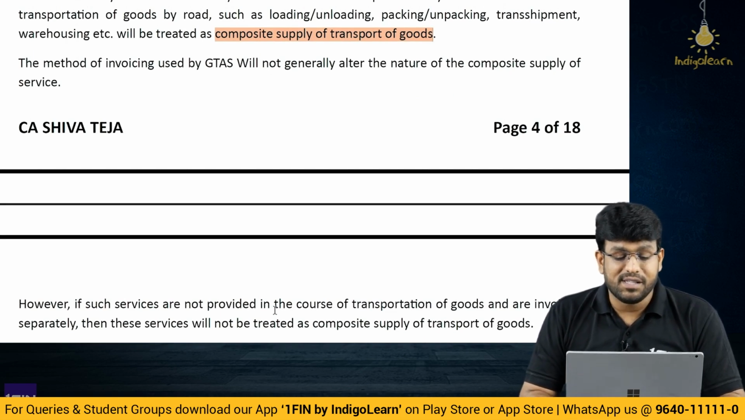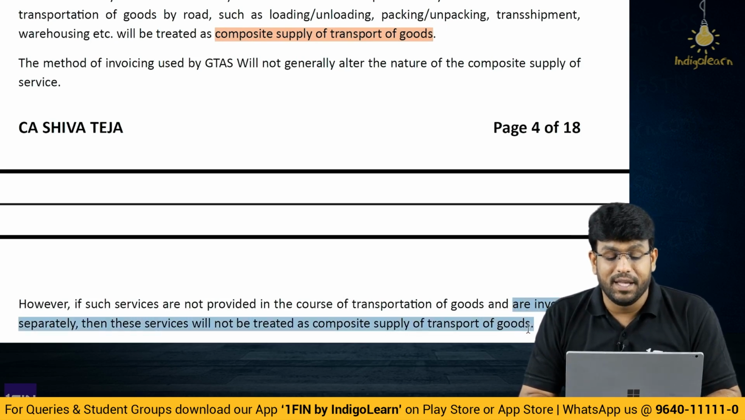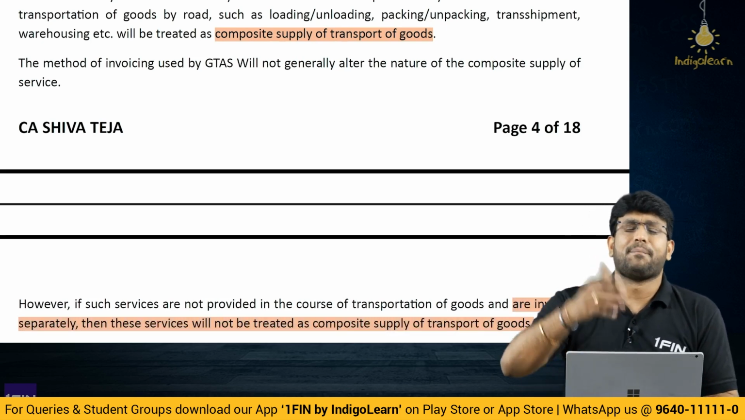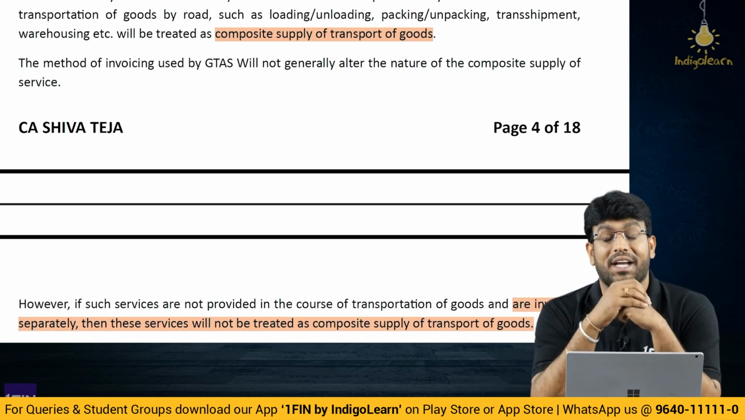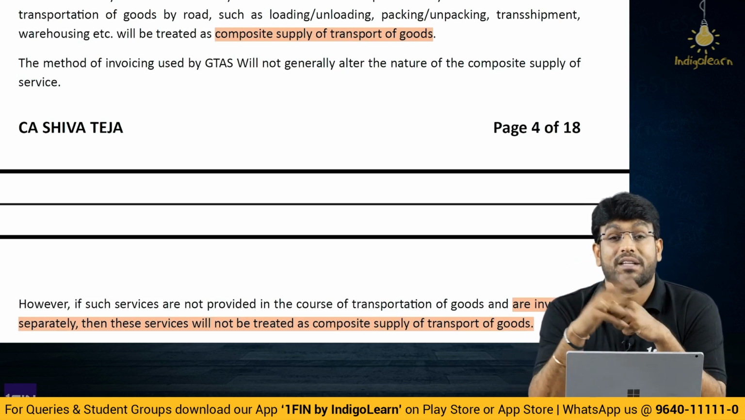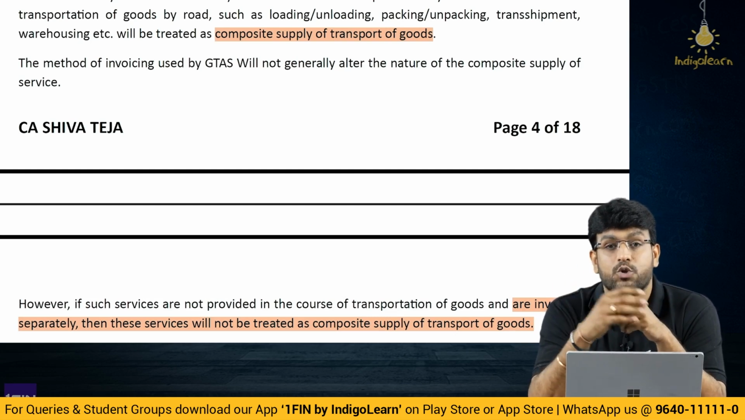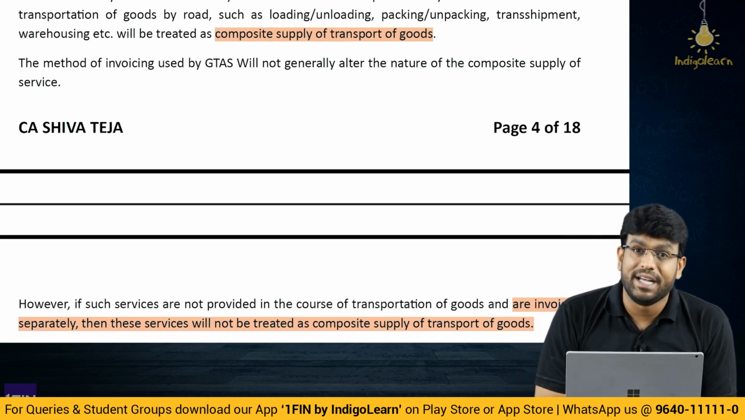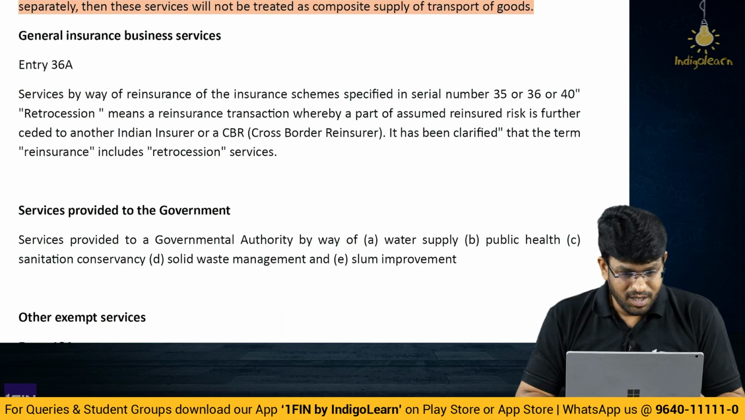However, if services are not provided in the course of transportation of goods and are invoiced separately, then they are not treated as composite supply. If they are not bundled together, that is separately given, then we will not treat it as composite supply. Because we all know that in order to treat it as composite supply, there are two important elements. Number one, they are naturally bundled. Number two, one of which is a principal supply. These two elements are mandatory in order to treat a supply as composite supply.